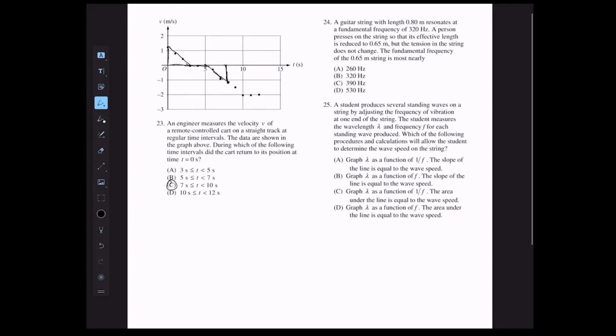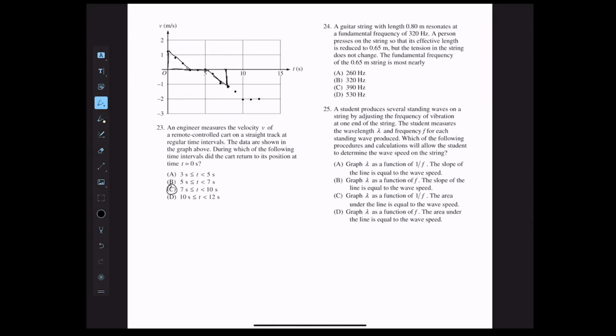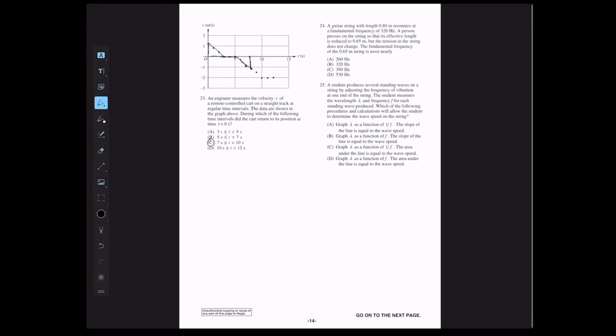Okay. And then number 24 is a wave problem, and 25, so we'll skip those.